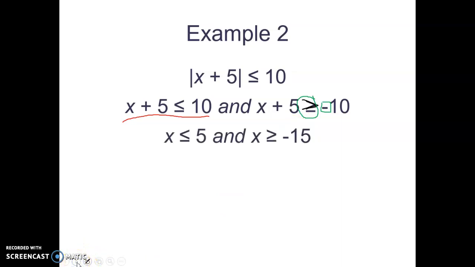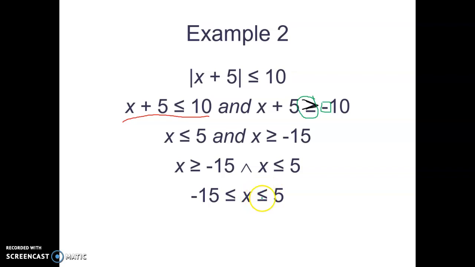We'll solve both of those for x, and we find out that x is less than or equal to 5, and x is greater than or equal to -15. Therefore, x must be less than or equal to 5 and greater than or equal to -15. We can write that as one solution. If we were to graph that on a number line here, we'd have it's greater than or equal to -15, so solid dot there, but it's less than or equal to 5, so solid dot on the 5, and all of these values in between then would satisfy that inequality.